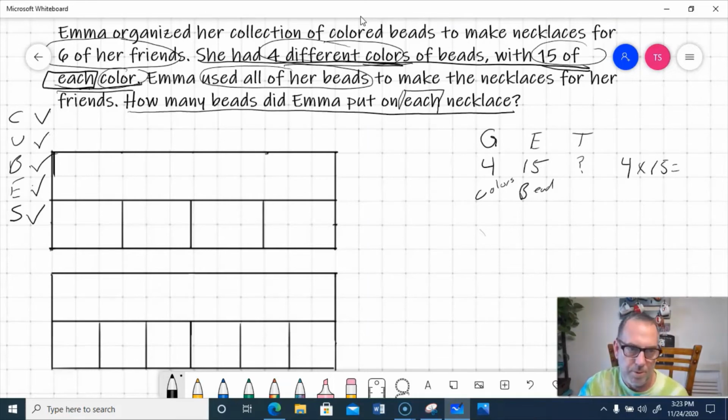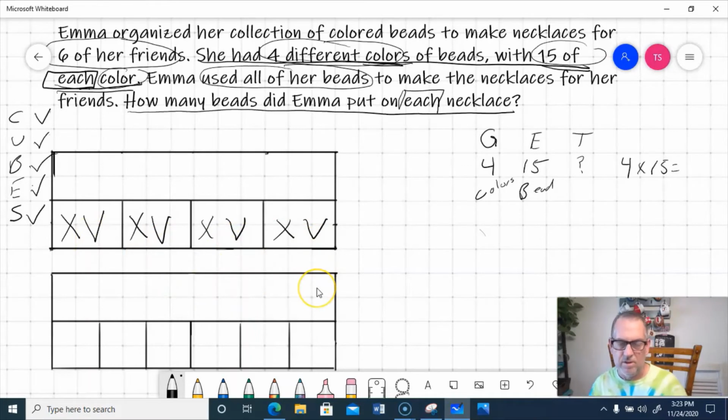I'm going to do something a little bit different. I'm going to use Roman numerals down here in the bottom because it makes it a little bit easier to count. I'm not really good at counting by 15s, but I'm pretty good at counting by 10s. This is the Roman numeral for 10, an X. Then the Roman numeral for 5 is V, so 10 and 5 is 15. Now I can go through here and count: 10, 20, 30, 40, 45, 50, 55, 60. So that means she has 60 total beads.